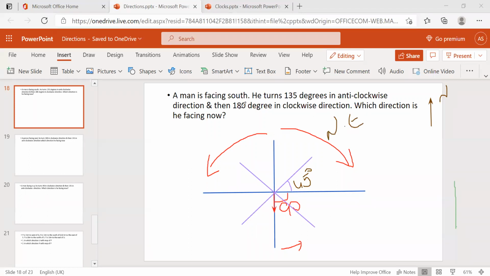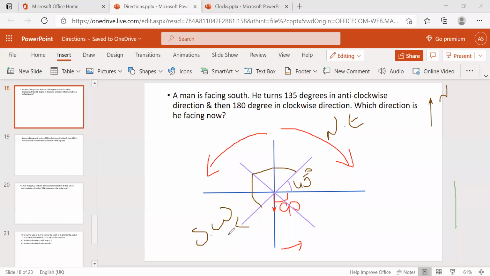And then he turns 180 degrees clockwise. So 180 degrees: this is 45, this is 90, and this is 45. 90 plus 45 plus 45, he is here now. Which direction is it? Southwest. Which direction is he facing now? Southwest.